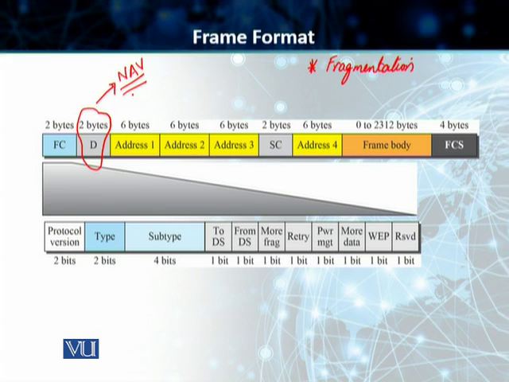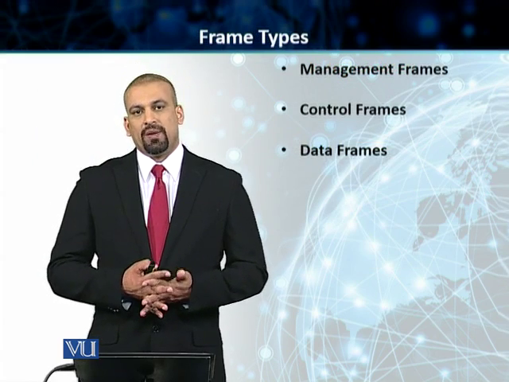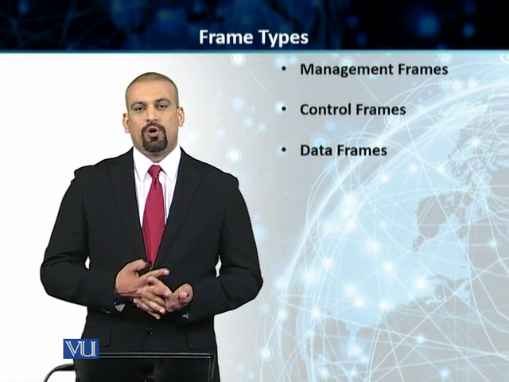Then you've got the frame body, which is between 0 and 2312 bytes, and it contains the information based on the type and the subtype field in the FC field of this frame. And lastly, students, we have got the frame check sequence, and it contains the famous all-time favorite CRC-32 error detection sequence. Now, students, we have got 3 different frame types that are defined by the IEEE 802.11 standard.